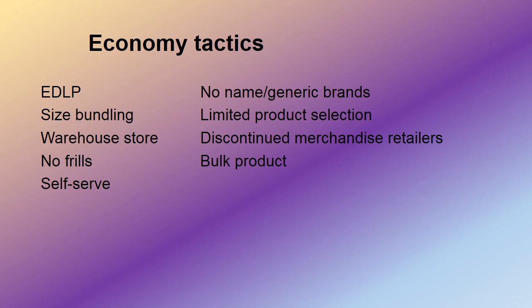Another economy tactic is limited product selection, so I don't have to carry as much inventory. Warehouse stores are obviously an economy tactic. Discounted merchandise retailers like Ross Dress for Less and those sorts of stores are another example of an economy tactic. There are other tactics that are sort of no-frills tactics. Spirit Airlines does this. A number of stores have this sort of no-frills tactic. Food for Less used to be a grocery store in town that did this.